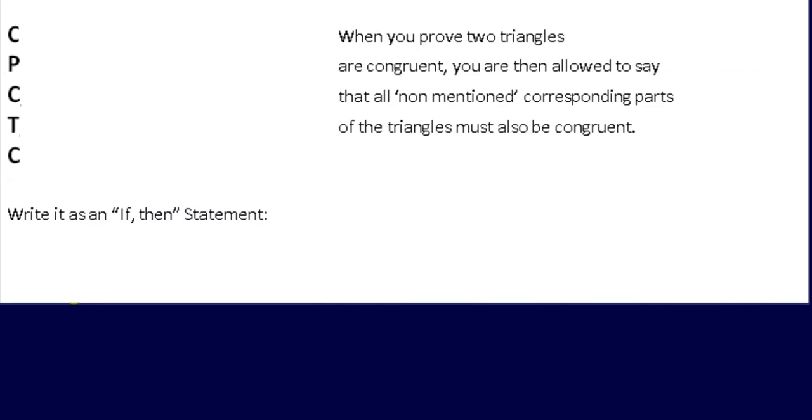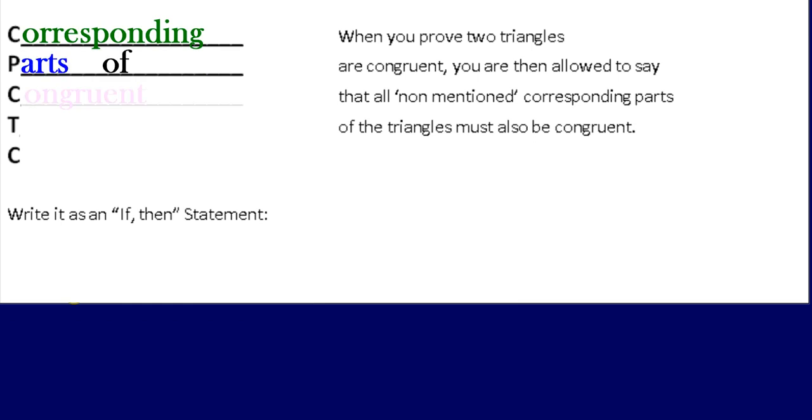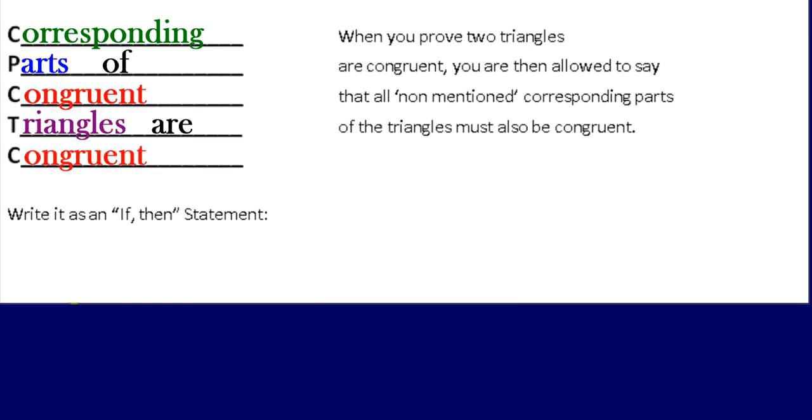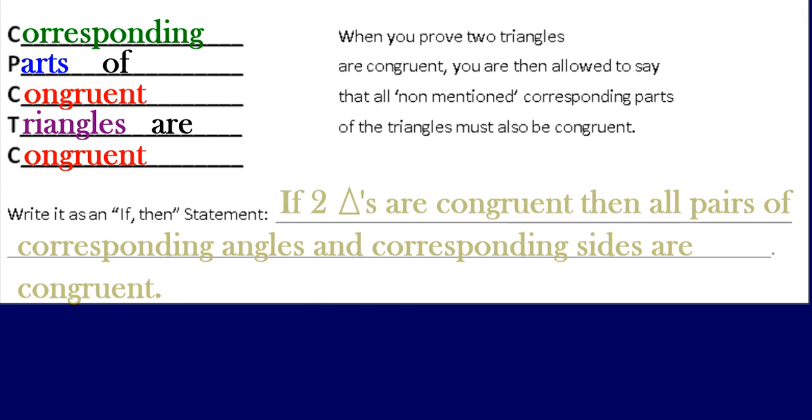When we match up those corresponding parts after the triangles are proven congruent, the reason we use in our proof is corresponding parts of congruent triangles are congruent. When you're proving two triangles congruent, you are allowed to say that all of the non-mentioned corresponding parts, the other pieces that you didn't prove in your proof, are also congruent because the corresponding parts of congruent triangles are congruent to each other. If we write it as an if-then statement, if the triangles are congruent, then all pairs of corresponding angles and all pairs of corresponding sides are also congruent.